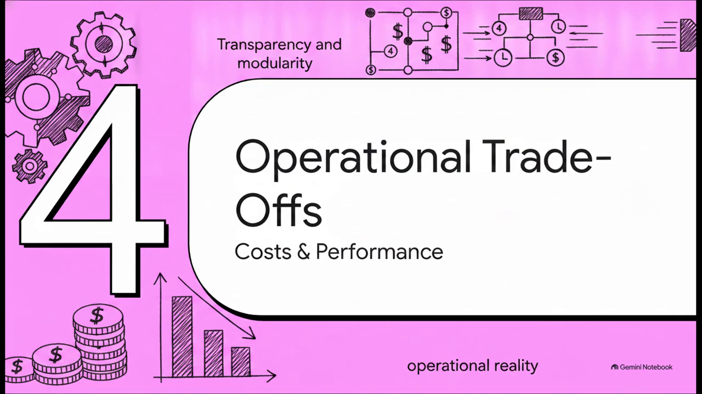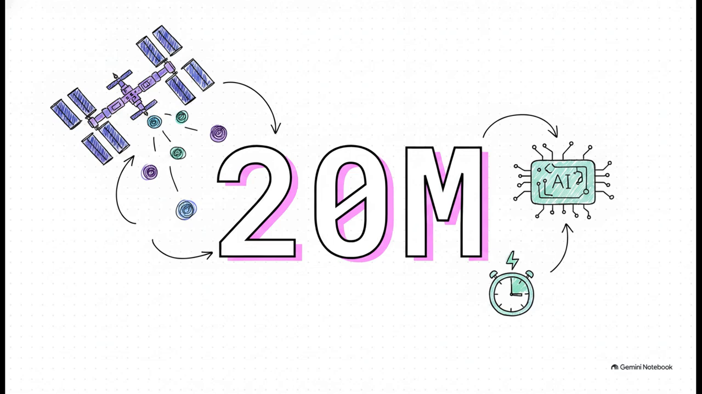Section 4. Operational and cost trade-offs. Okay, transparency and modularity are great, but we need to talk about the reality of running this in production. Let's look at the hard numbers.